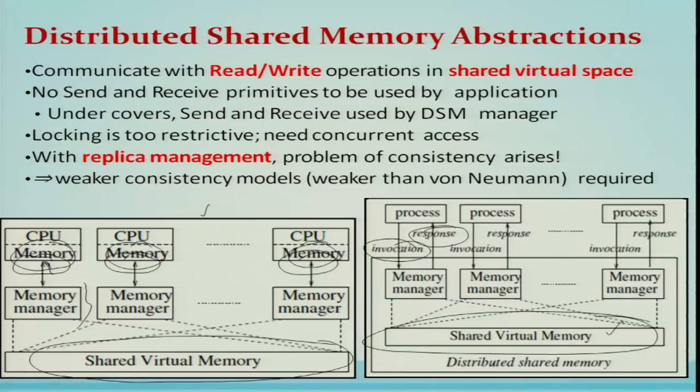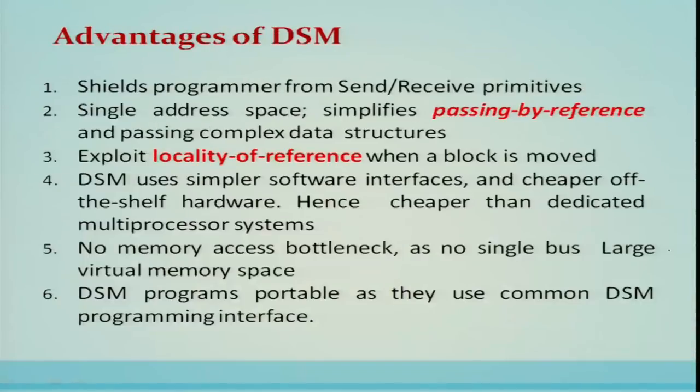Invocation and response are the primitives to access the memory as if it were the von Neumann architecture. The advantage of distributed shared memory is that it shields the programmer from the send and receive primitives. That means the programmers have to use only the read and write primitives. The realization of read and write on the distributed system, that is the send and receive, is completely abstracted.